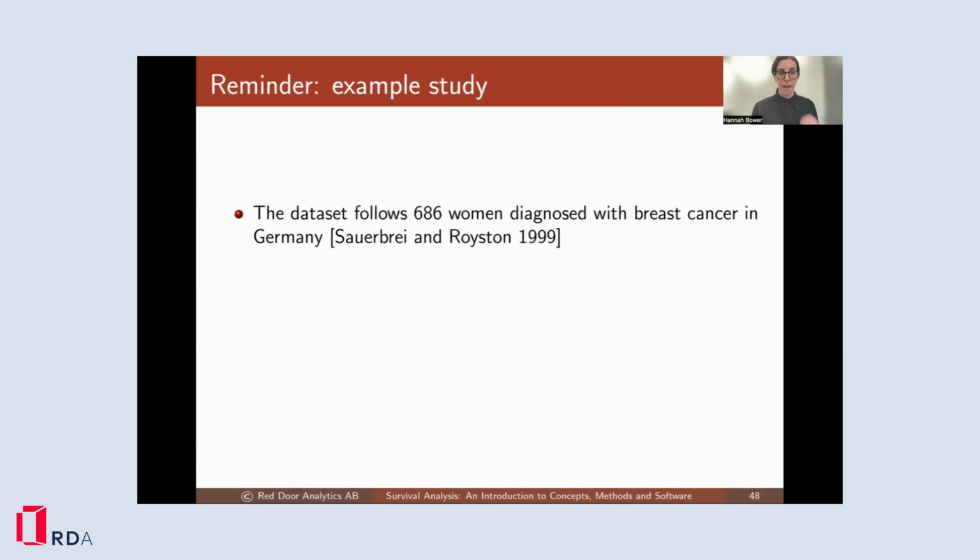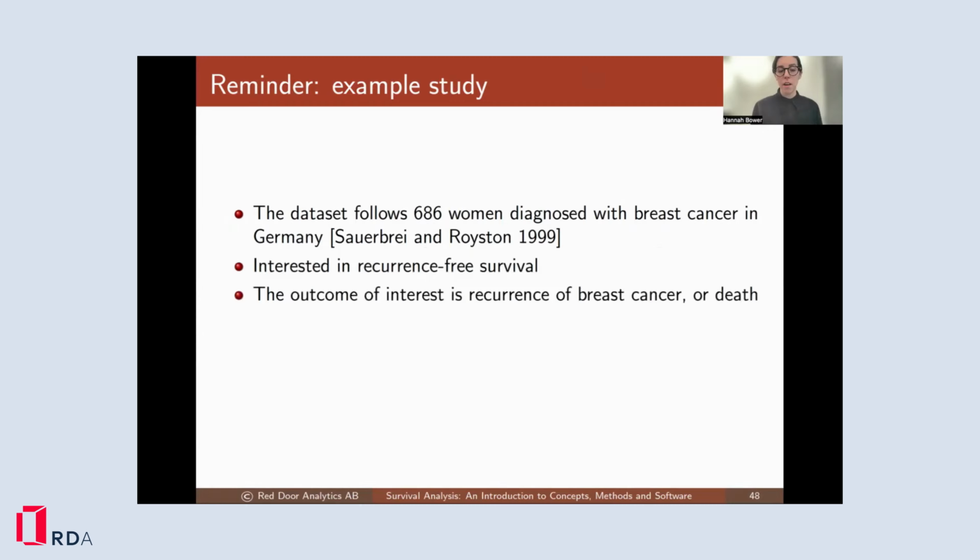Before we delve into that further, I just wanted to remind you about our example study dataset, where we follow 686 women diagnosed with breast cancer in Germany and are interested in recurrence-free survival. This means that our event of interest is recurrence of breast cancer or death, a combination of the two. The exposure of interest for this example is hormonal therapy, so we'll be comparing hormonal therapy to those that didn't receive any hormonal therapy.